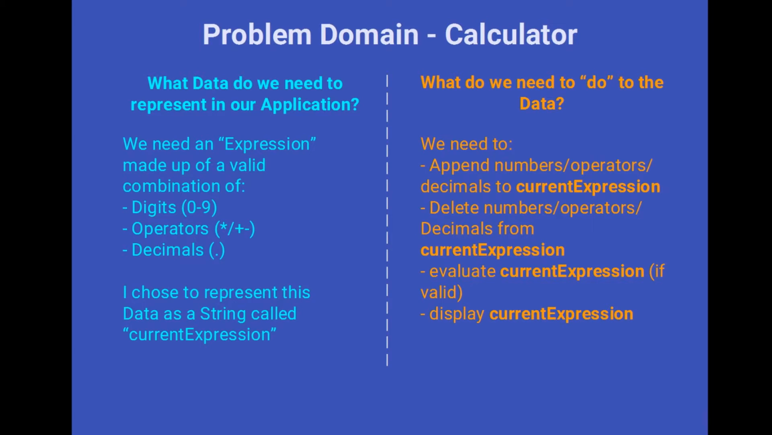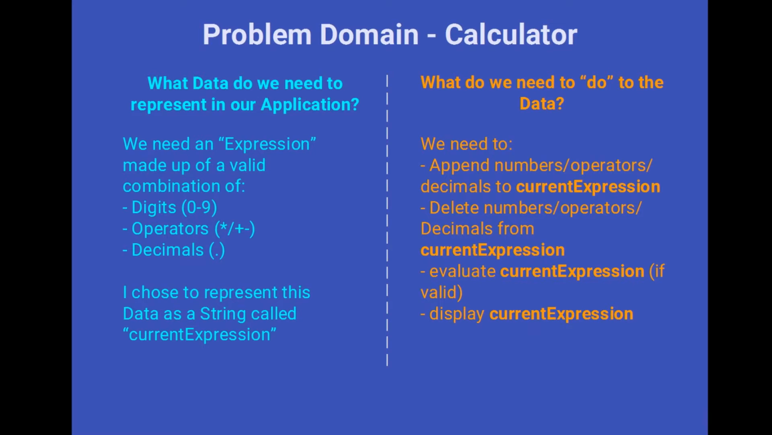So, first question, what kind of data do we need to represent in our application? For the calculator, obviously we're going to need to represent an expression in some way. There's a couple different ways that we could have solved this problem. One way is we could have broken up the expression into, for example, number values and operators, and tokenize them, for lack of a better word. And that is absolutely a valid way of solving this problem.